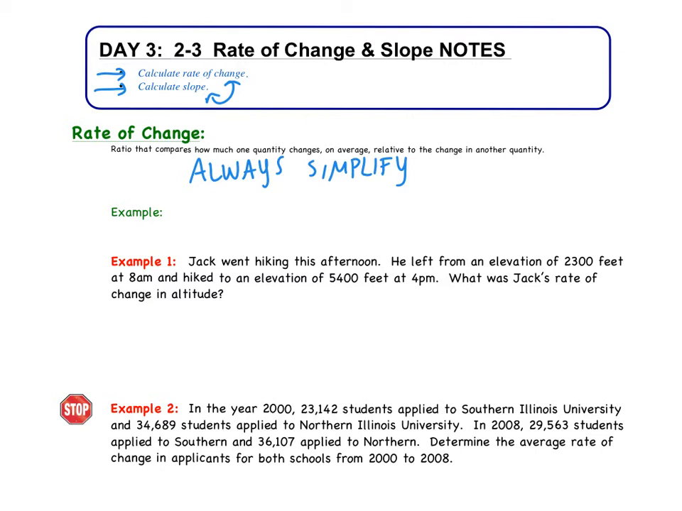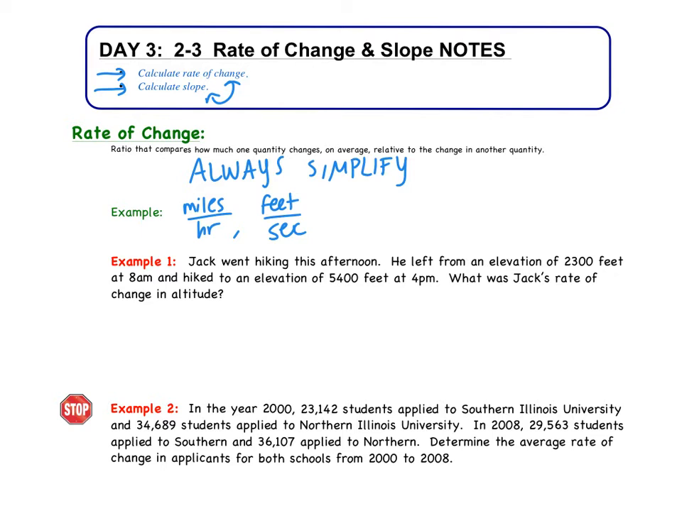So you've actually heard rate of changes before. You might have heard miles per hour, so how fast someone was going, or feet per second. These are rate of changes. Miles per hour or feet per second, that's the ratio of how much you're changing in distance compared to time. So we're going to look at example number 1.